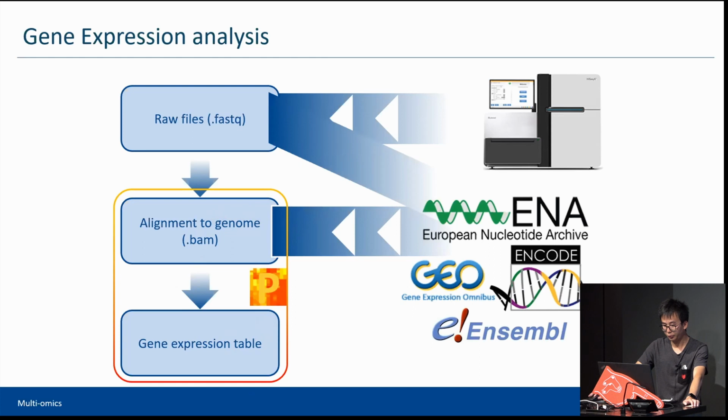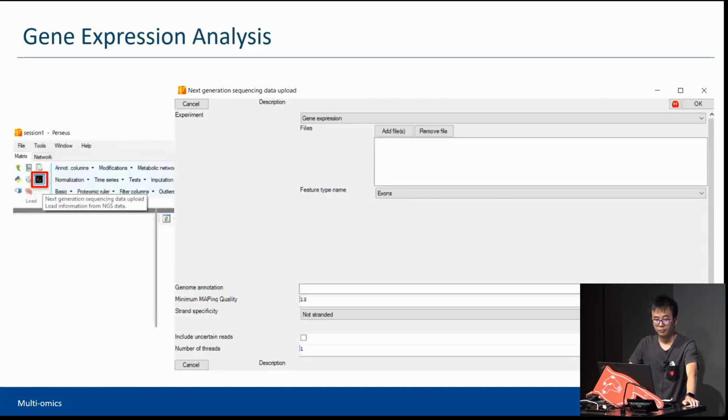And here I can show you how we can do this. When you go to Perseus, there is an icon here for NGS data upload. If you click here, there is a pop-up window, and here you can load your BAM file. Then you can get a table where for every gene, you get a number that tells you how highly it is expressed. Just to remind you that you can only load the NGS file in BAM format.